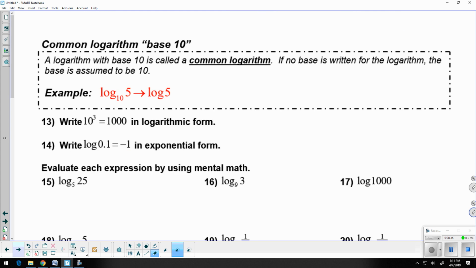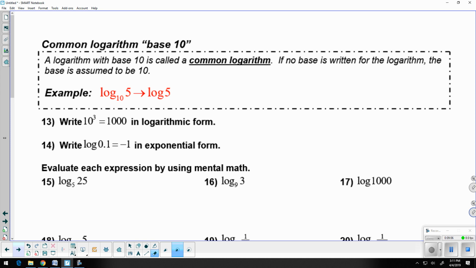Okay, but on to the next slide, it says we have this thing called a common log, which is base 10. So it says a logarithm with a base 10 is called a common logarithm. If no base is written for the logarithm, the base is assumed to just be 10. So if you have a base 10 log, you can write it as log base 10 of 5, or you don't even have to write the base 10. You could just simply say log 5, and we automatically assume that it is log base 10 of 5.